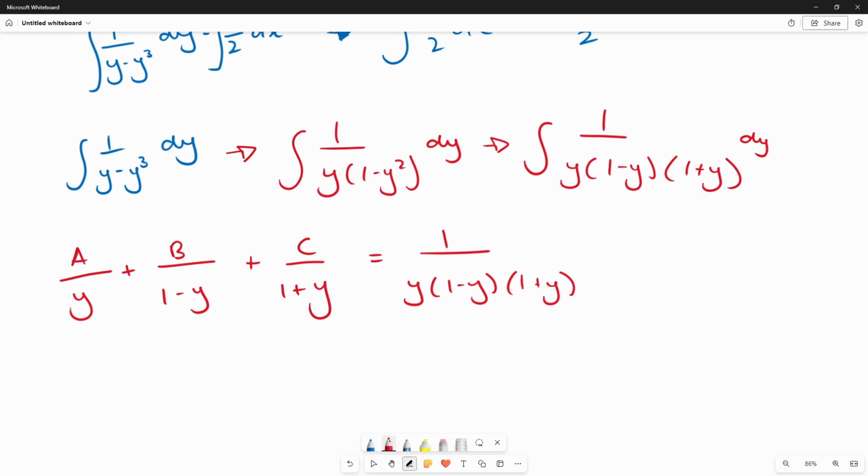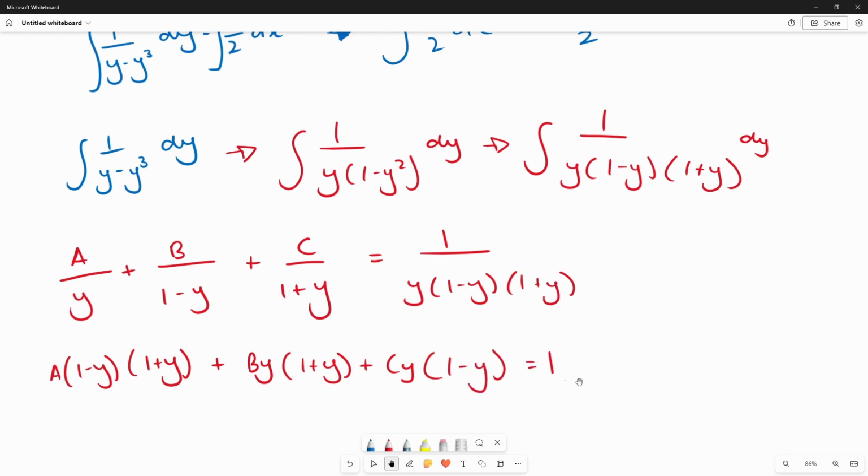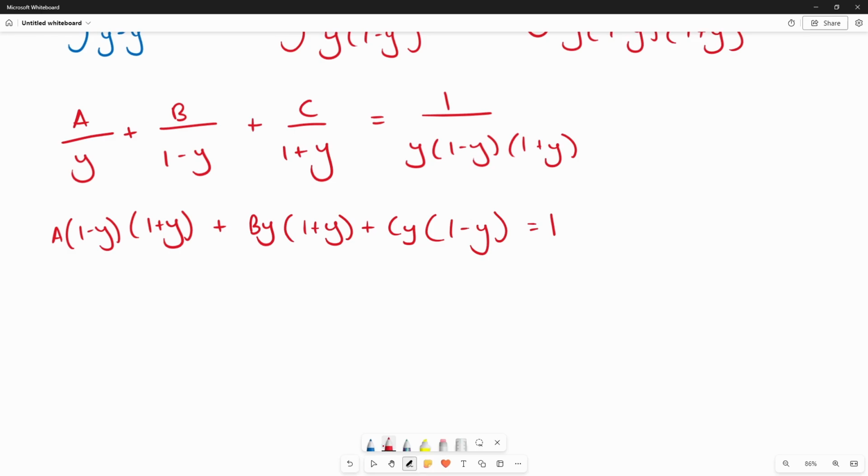Okay, so we're going to try and find a, b and c, and to do that we're going to multiply the numerator by the separate denominators. Essentially what you do when you add fractions normally with whole numbers, we're just going to do the same thing now. So we'll get a multiplied by 1 minus y multiplied by 1 plus y, plus b multiplied by y multiplied by 1 plus y, plus c multiplied by y multiplied by 1 minus y, all equals 1. I'm quickly going to expand this. So that's going to be a minus ay squared plus by squared plus cy minus cy squared equals 1.